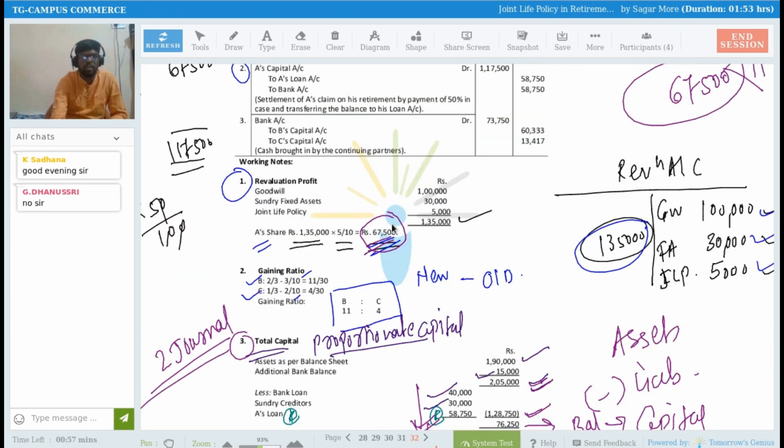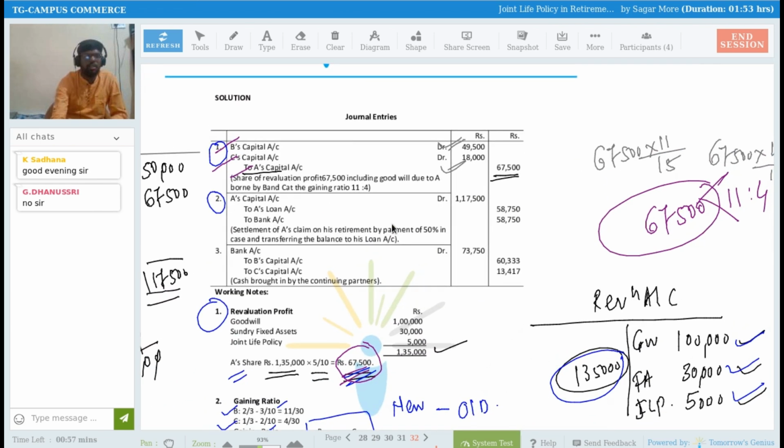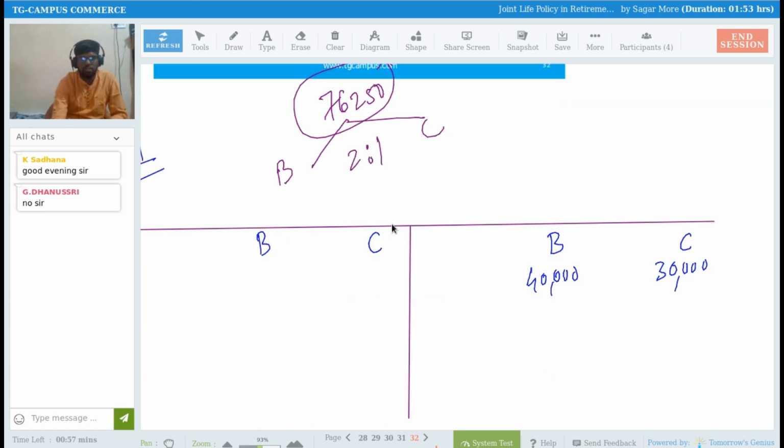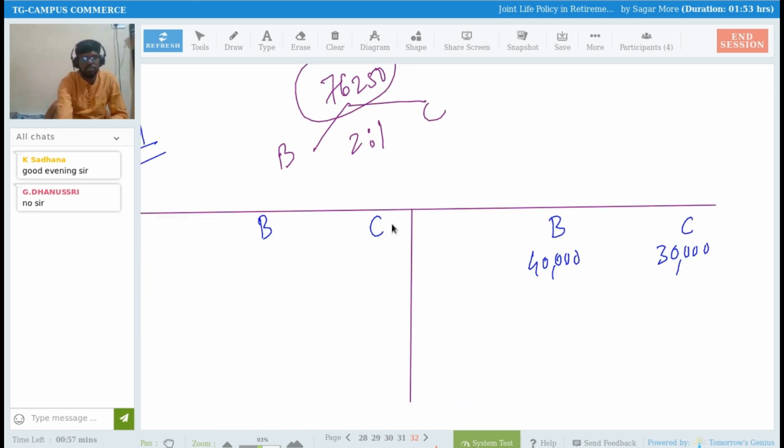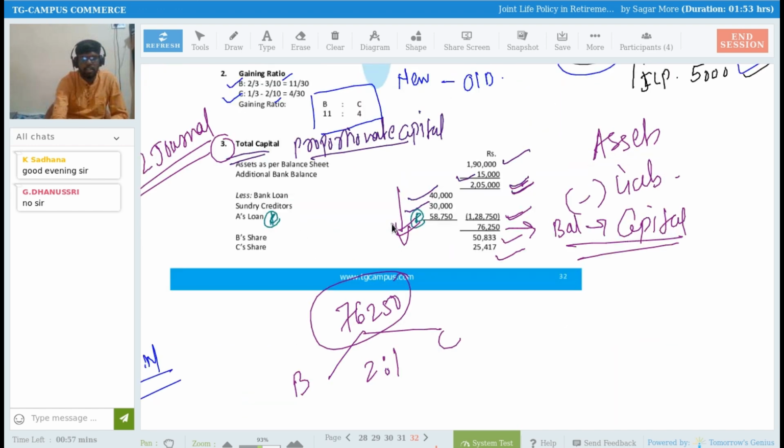Then you pass the journal entry. In the journal entry, you debited B's capital and C's capital account for 49,500 and 18,000. So you write down on the debit side 49,500 and 18,000 rupees.